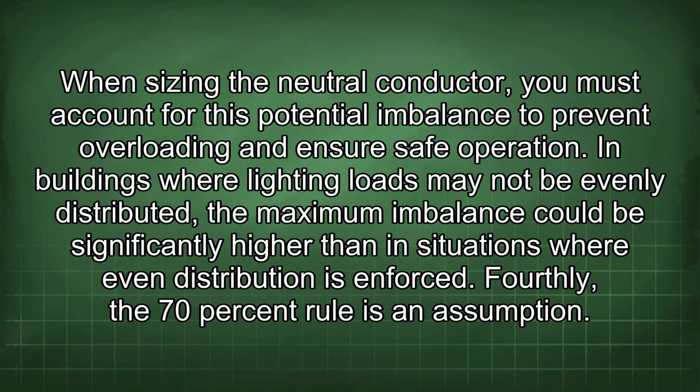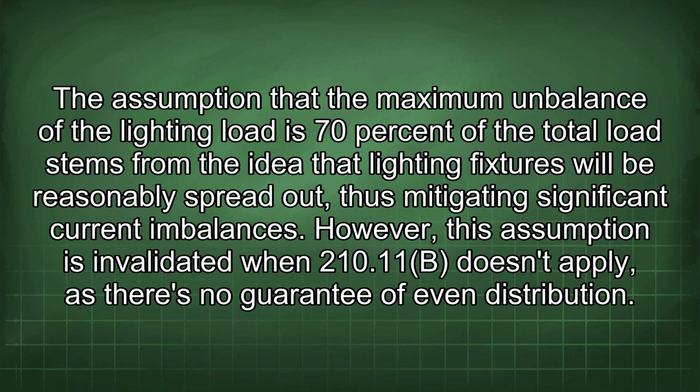Fourthly, the 70% rule is an assumption. The assumption that the maximum imbalance of the lighting load is 70% of the total load stems from the idea that lighting fixtures will be reasonably spread out, thus mitigating significant current imbalances. However, this assumption is invalidated when 210.11(B) doesn't apply, as there's no guarantee of even distribution.